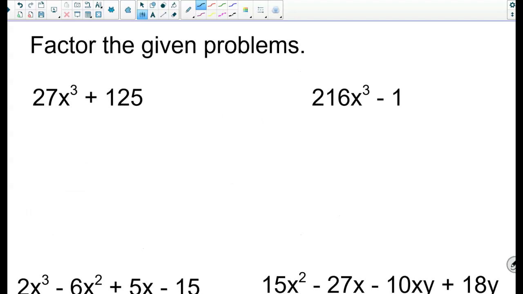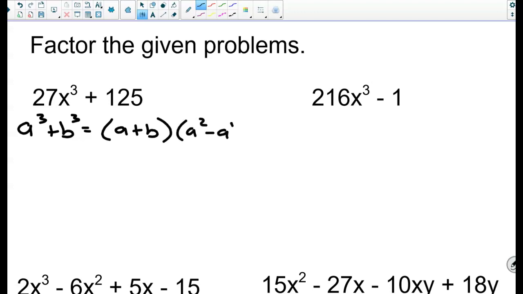All right, sum of two cubes, difference of two cubes. The sum of two cubes is this: a cubed plus b cubed equals, we need to know this, a plus b, a squared minus ab plus b squared. Same sign, different or opposite sign, and it's always positive on the back end. My a here is 3x, my b here is 5, and I'm literally plugging the numbers in.